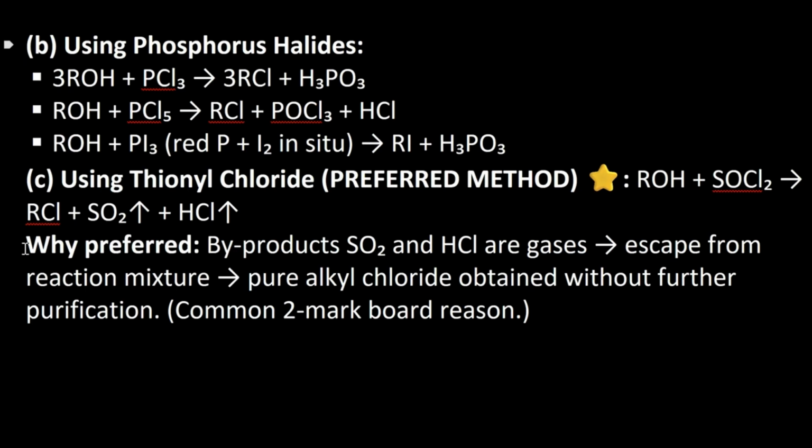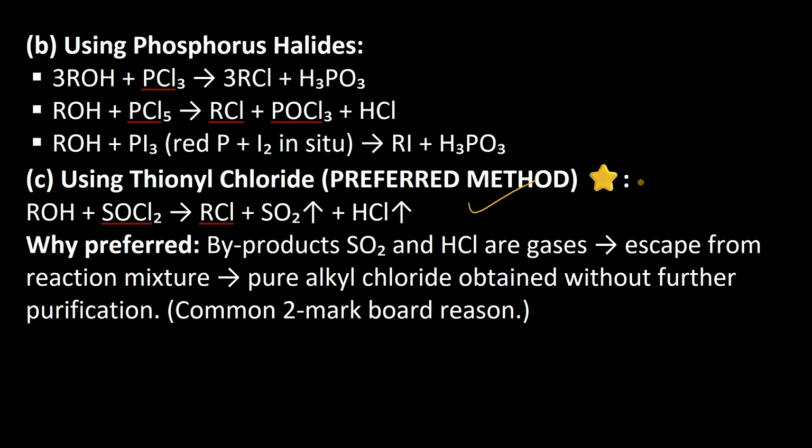And using thionyl chloride, that is a very important method. Sometimes the question can be asked why this method is preferred a lot. Because SO2 and HCl byproducts are gaseous in nature, which can be easily evaporated. The yield of RCl, or this alkyl halide, will be more. That's why we are preferring this method.